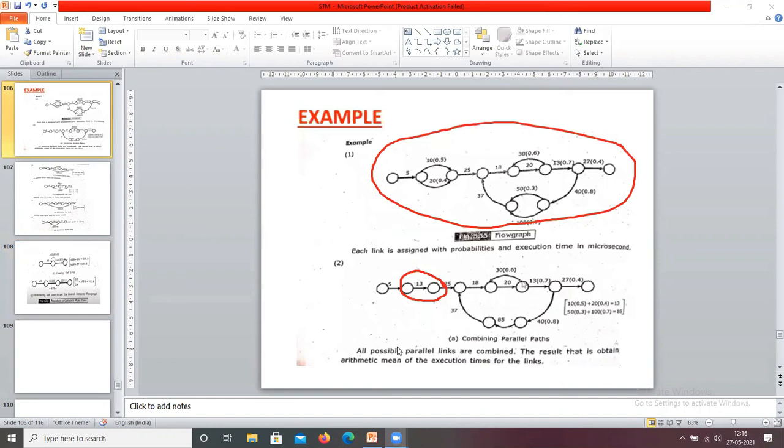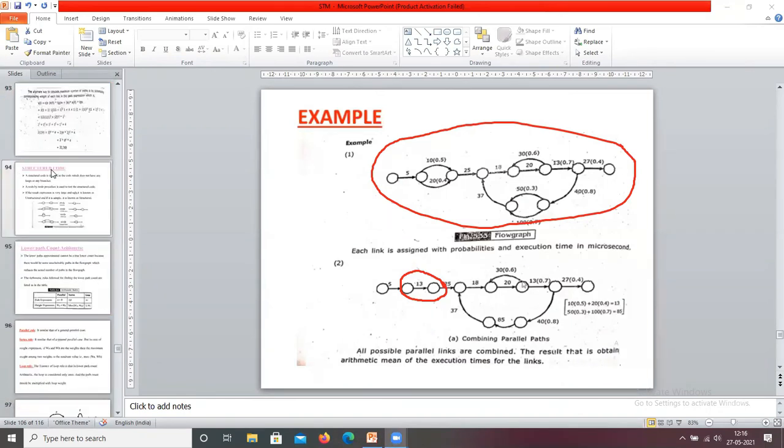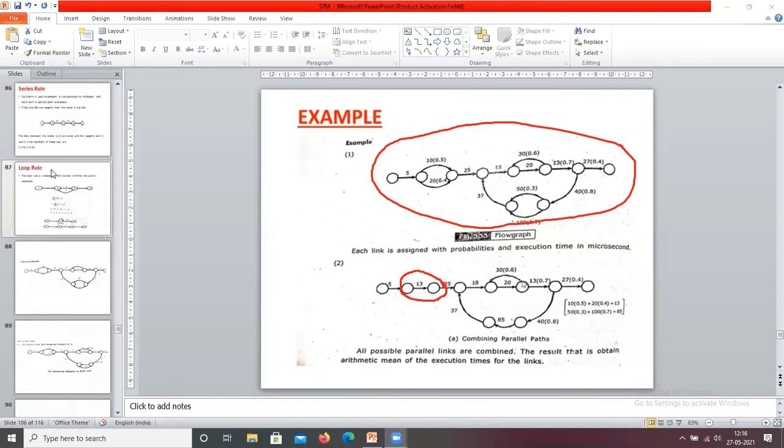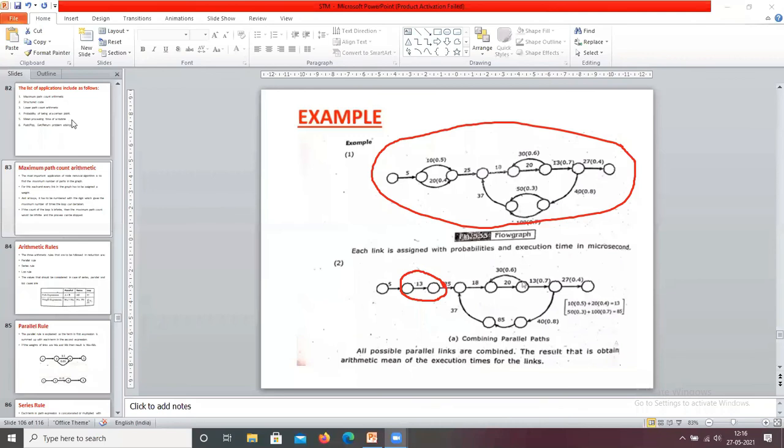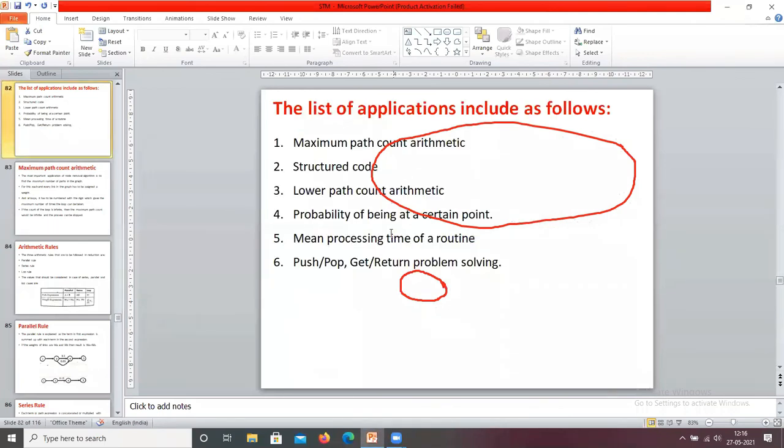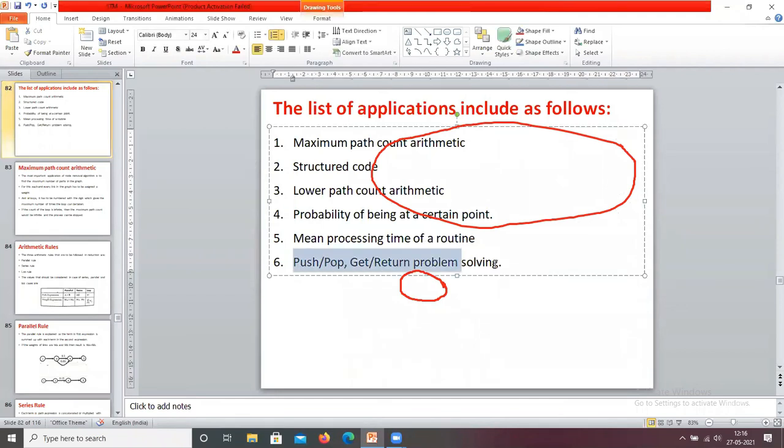So thank you all. In tomorrow's class we are going to discuss the remaining applications of the node reduction algorithm. These are push, pop, and get-return problem solving. So this is also another application. We will discuss this in tomorrow's class.